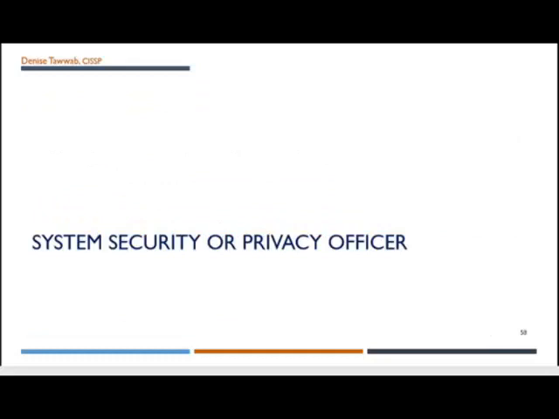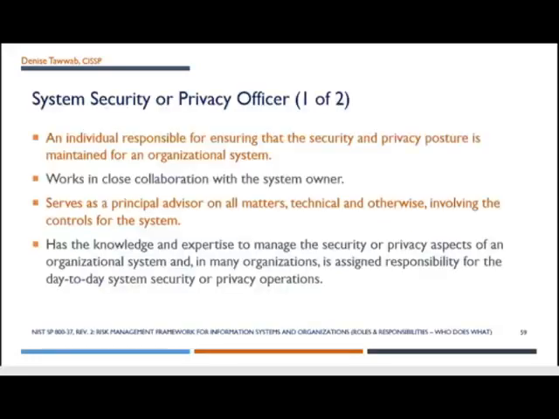All right, next up is your system security or privacy officer. The system security or privacy officer is an individual responsible for ensuring that the security and privacy posture is maintained for a system. They work in close collaboration with the system owner. They serve as a principal advisor on all matters, technical and otherwise, that involve the controls for the system. The system security or privacy officer has the knowledge and expertise to manage the security or privacy aspects of a system, and in many organizations, they are assigned responsibility for the day-to-day system security or privacy operations.